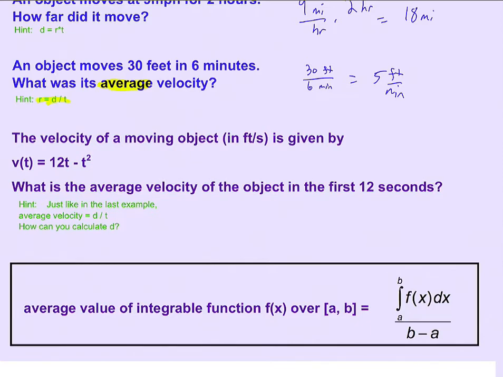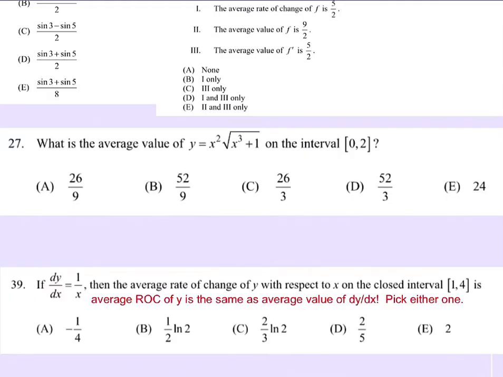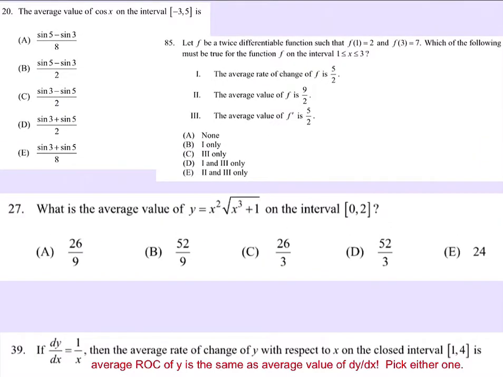Let's look at a couple of examples. This is a big formula. It's nice and simple, but it's important to us. So let's look at a couple of examples of it. This first one, number 20: the average value of cosine on the interval from negative 3 to 5.